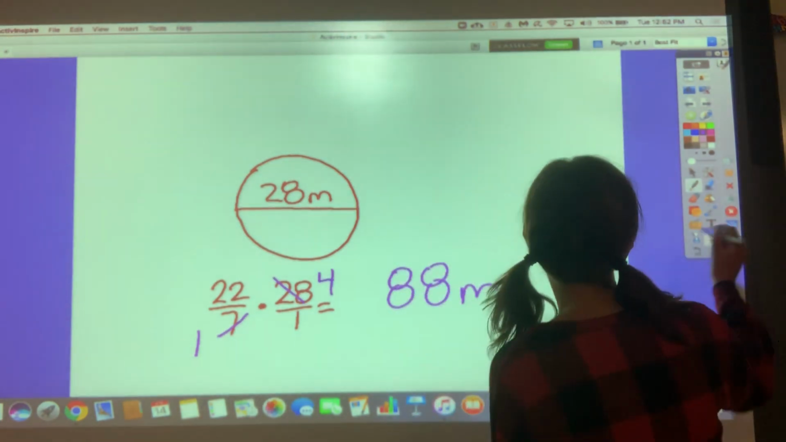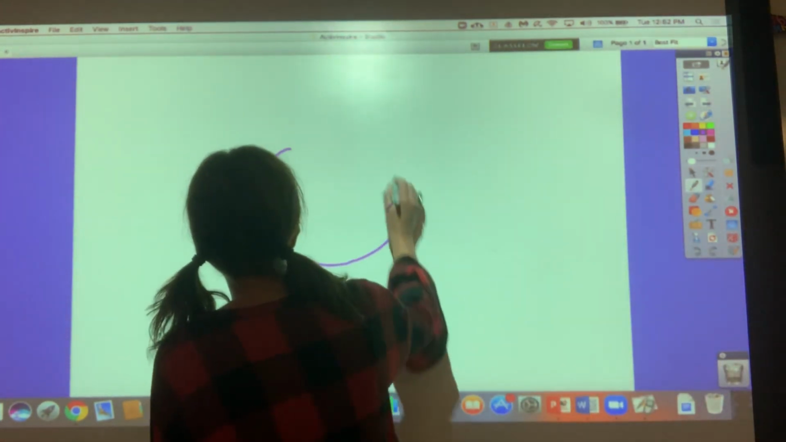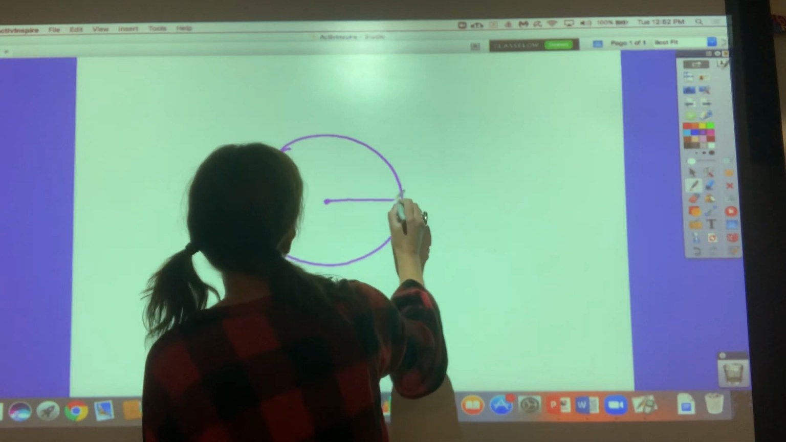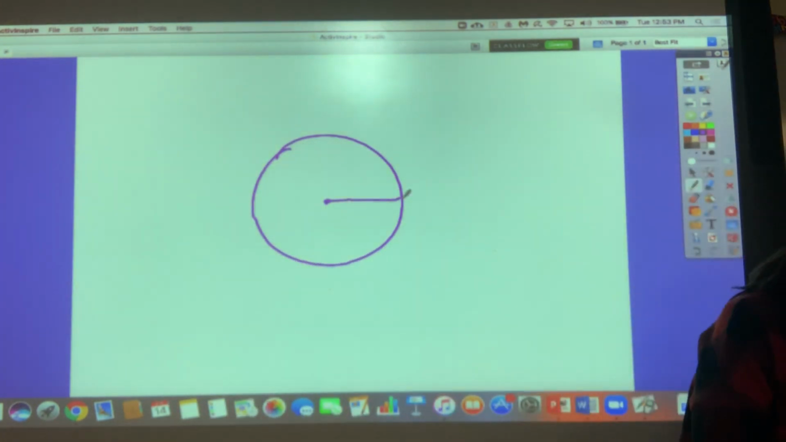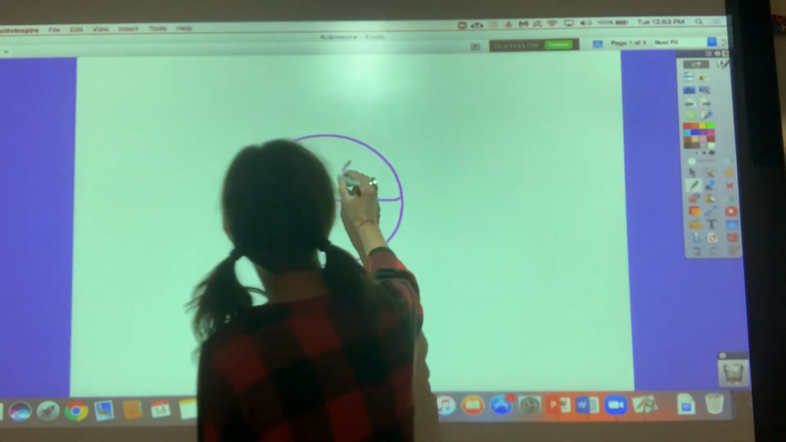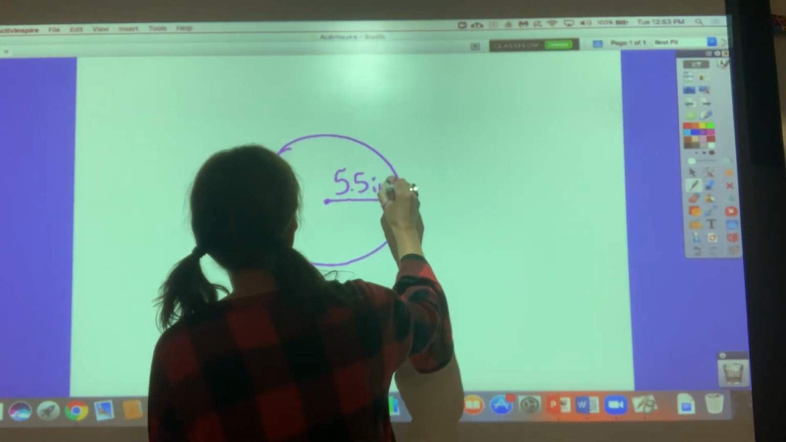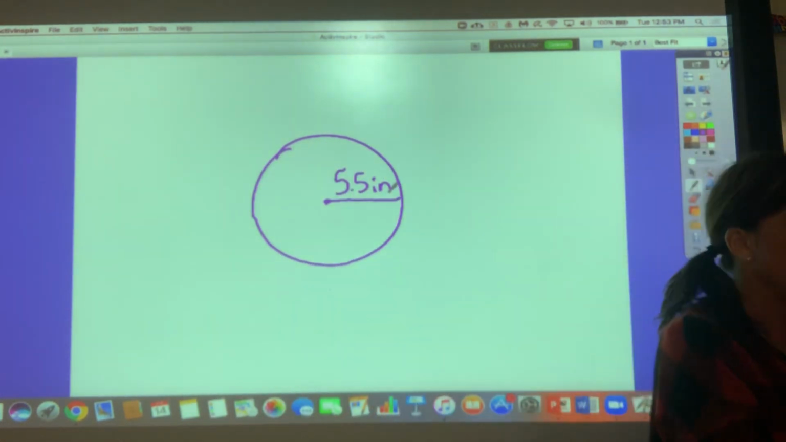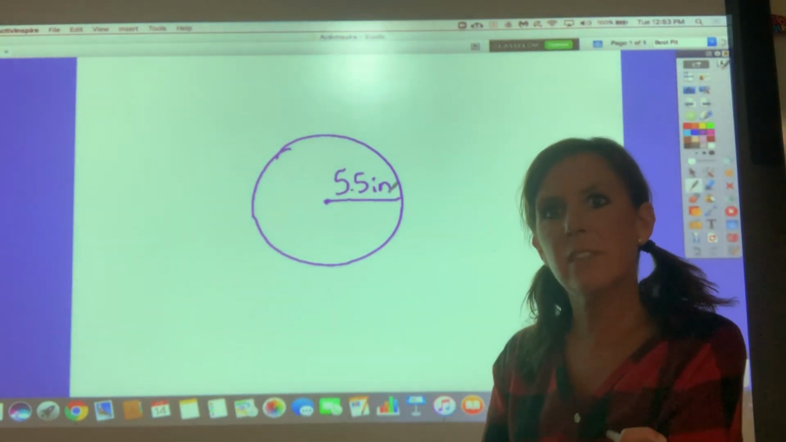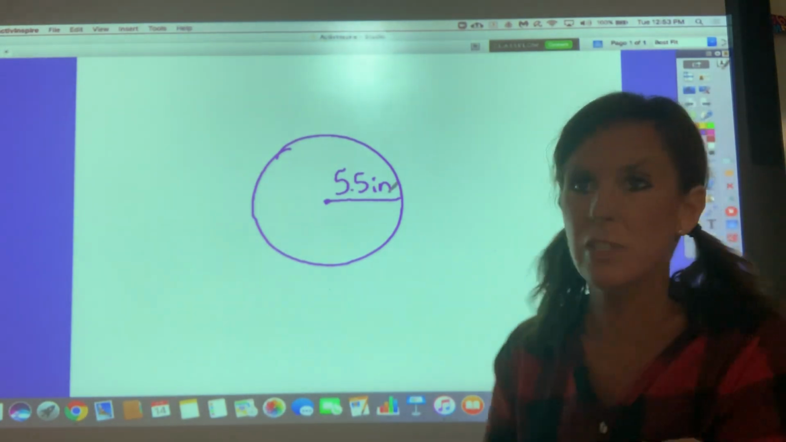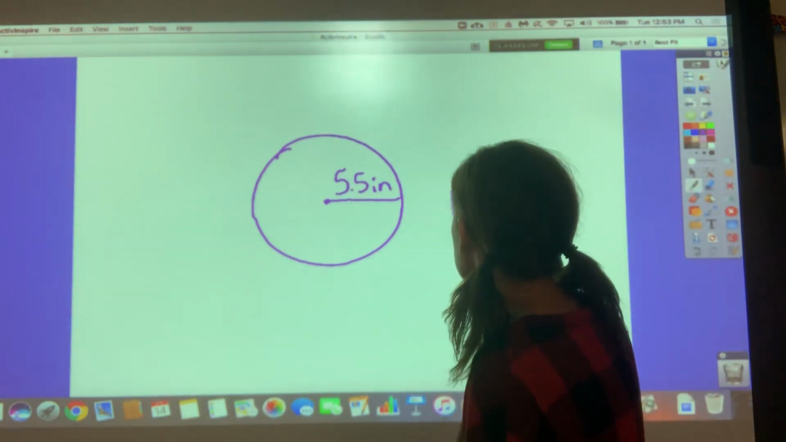Let's look at another example. Here we're going to have a circle, and we're going to have its radius. Its radius is 5.5 inches. Well, if its radius is 5.5 inches, we know its diameter is 11.